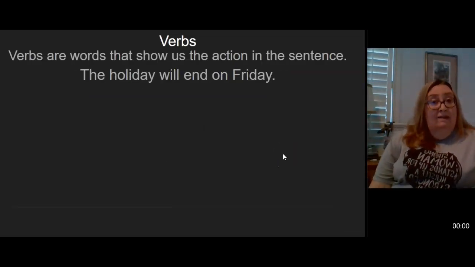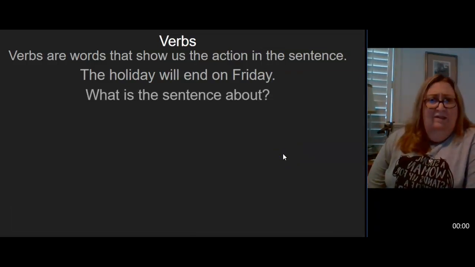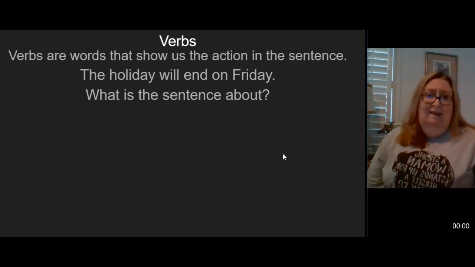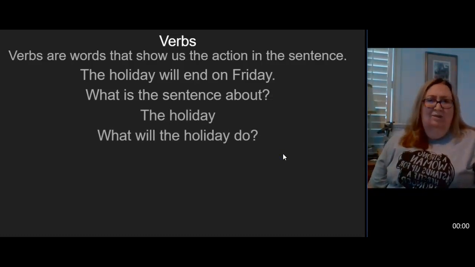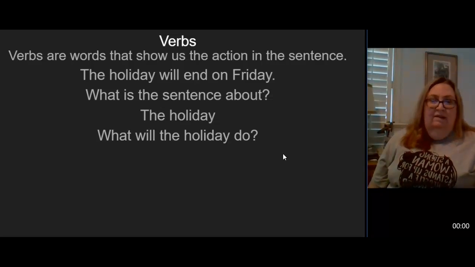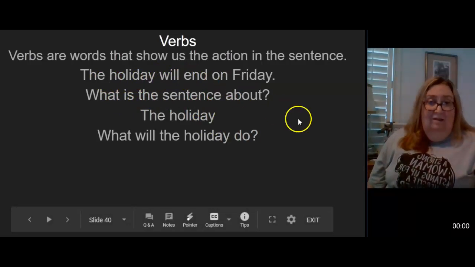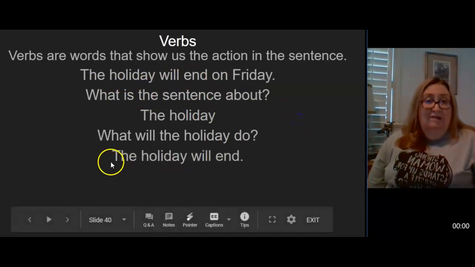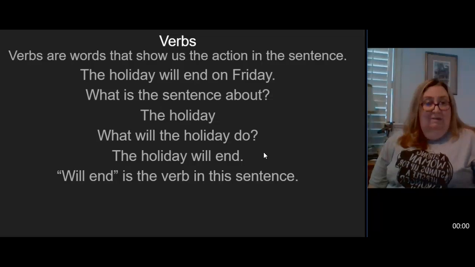The holiday will end on Friday. There's not a person or even an animal in this sentence. So who or what is the sentence about? Well, the sentence is about the holiday. Okay, so what will the holiday do? It's weird to think of a thing like a holiday doing something. So what will the holiday do? Well, the holiday will end on Friday. So now our sentence is the holiday will end. Subject, verb. Will end is the verb in this sentence.